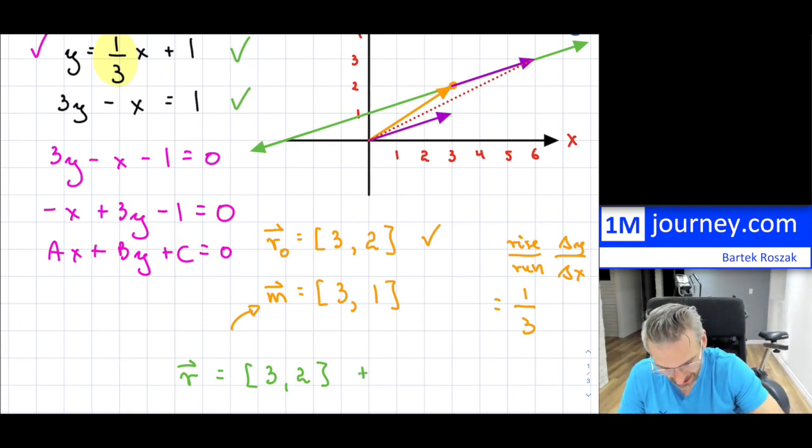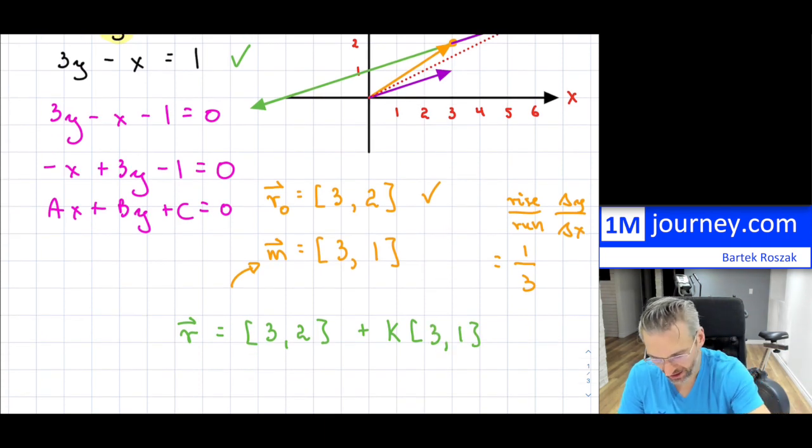And I can add now some scaled version. So we typically scale by k in here. So this is going to be k, this is 3, 1. Now, technically, you'll see it in textbooks and other mathematicians who have done this work.